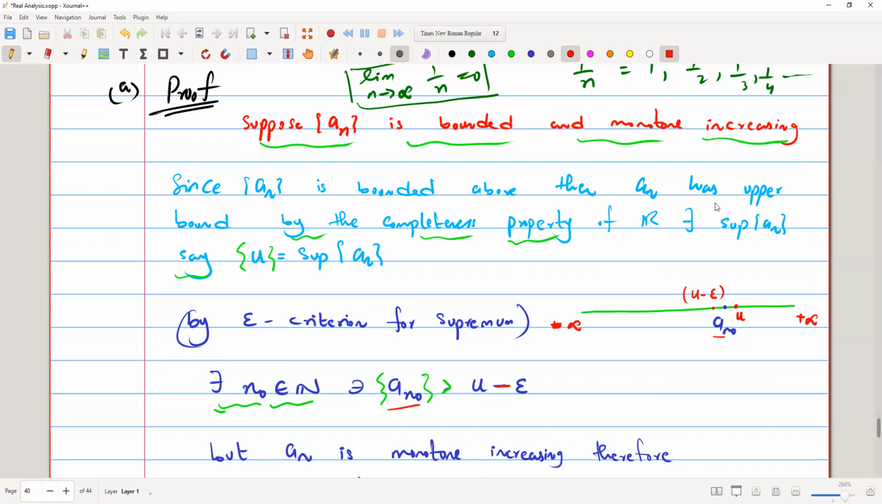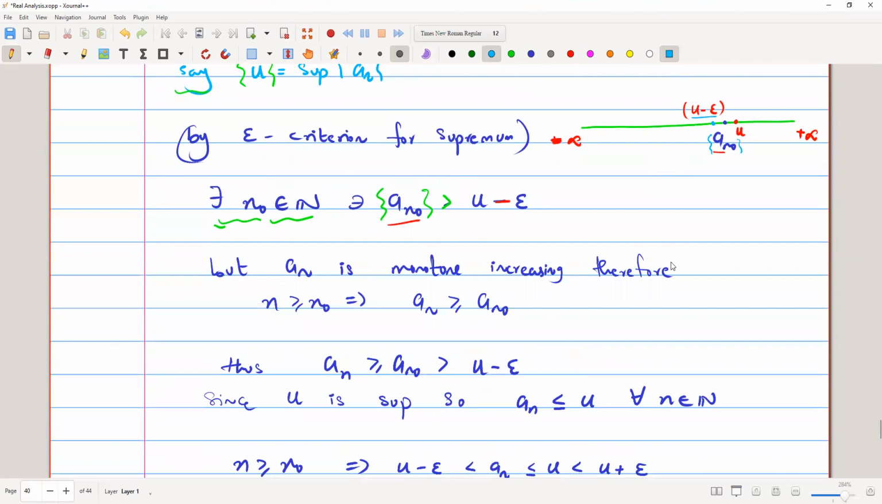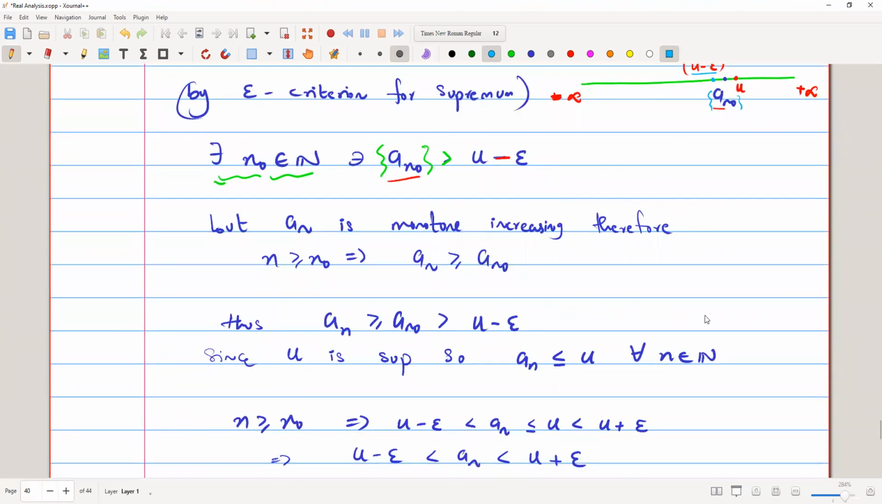So now if my number u minus epsilon comes here, it means that a n naught is greater than u minus epsilon, because u minus epsilon is behind a n naught, right? So a n naught is so close to the supremum u that if I subtract any small number epsilon from u, then a n naught is going to be greater. But a n is a monotone increasing sequence.